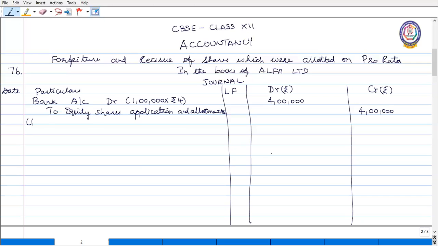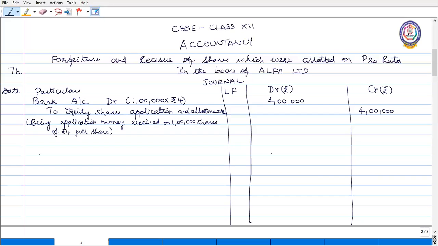Write the narration as being application money received on 1 lakh shares of rupees 4 per share.